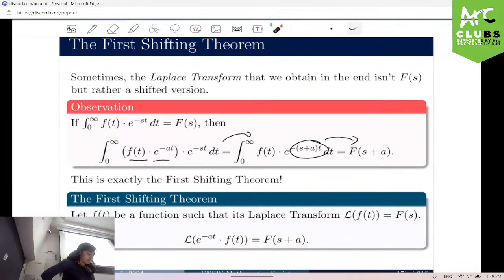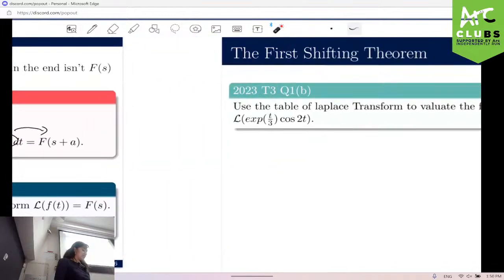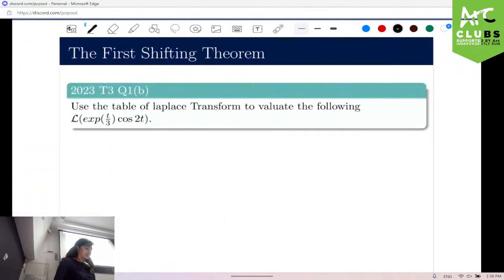So let f(t) be a function such that its Laplace transform exists, then you will get that. Obviously these words, when I first read them, made no sense. So we are going to try an example, because I took this straight from 2023 term 3 question 1 from the past paper. Sorry guys, spotted a typo, Laplace with a capital L.